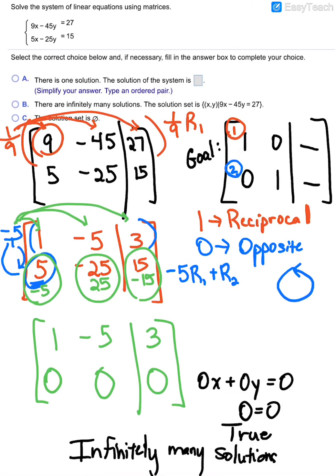So in terms of your answer, you're choosing choice B. It's infinitely many solutions, and then for the solution set, that's just a way of saying it's any point on the line, and it doesn't matter which of these two equations they put, as long as they give one of those two equations.